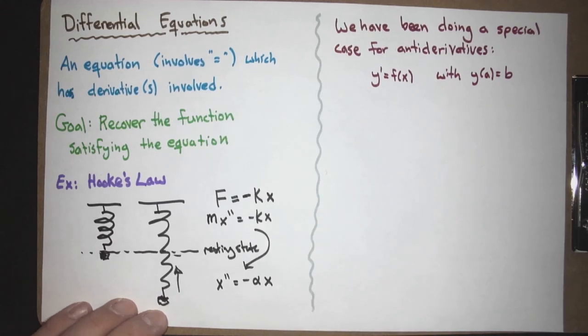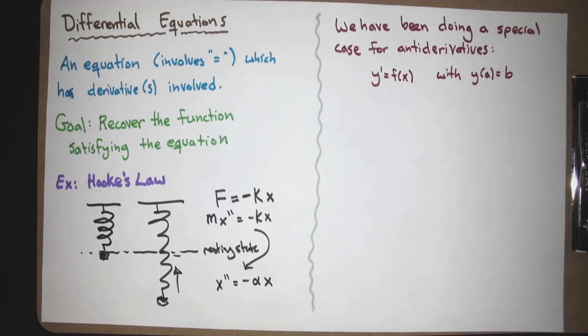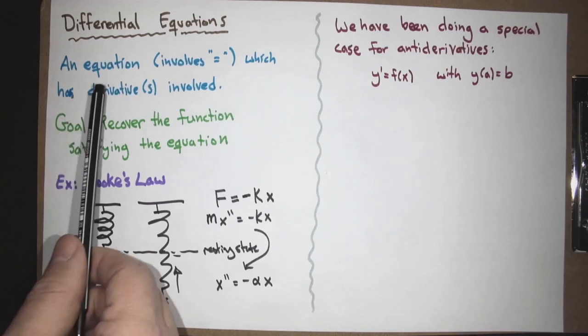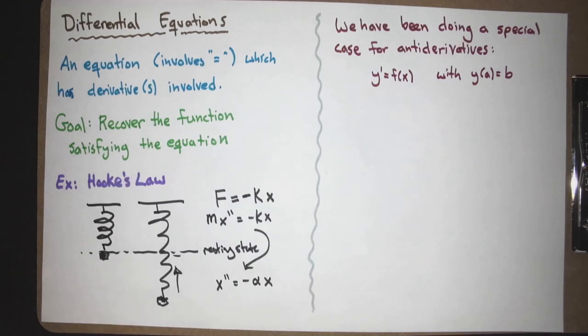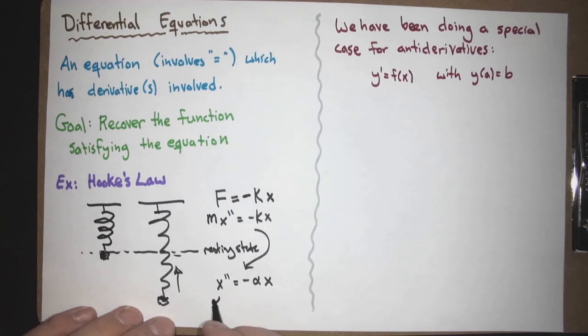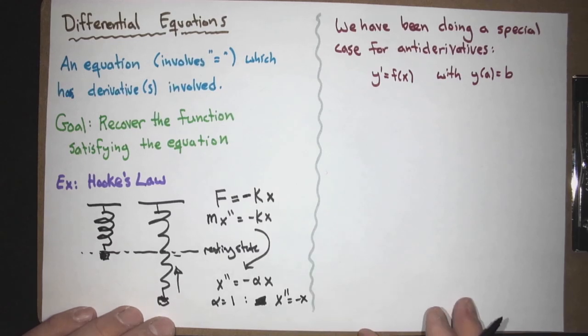Now I don't know what alpha is. Now what is this? It's an equation. See, there's an equal sign. Derivatives are involved, x double prime. And we want to come up with our function x. Now let's do a very simple case. Let's suppose alpha equals 1. So if alpha equals 1, you have x double prime equals minus x.